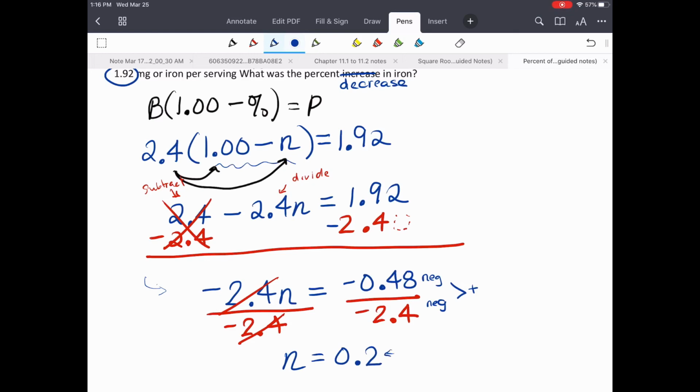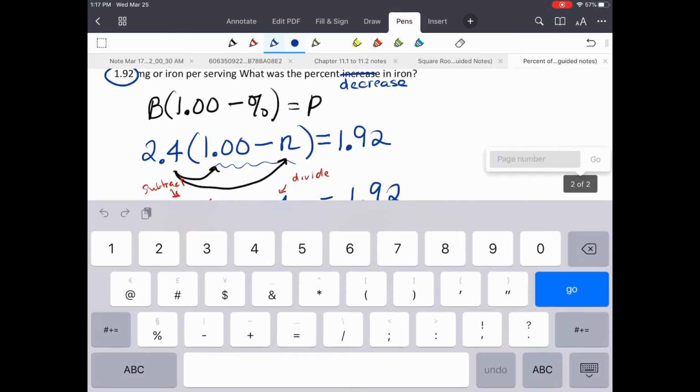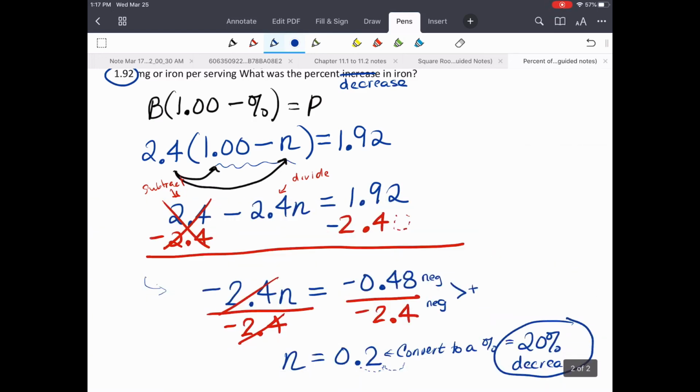And then you have to convert to a percent. Just convert it to a percent by moving over the decimal 2 places. So move it over 2 places. So there you have it. That was a 20% decrease. 20% decrease. That's what we got there. And that does it for your notes.